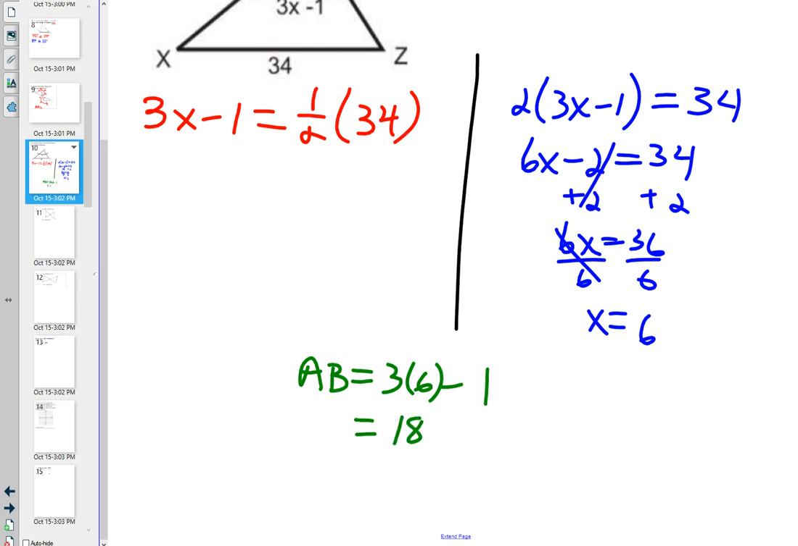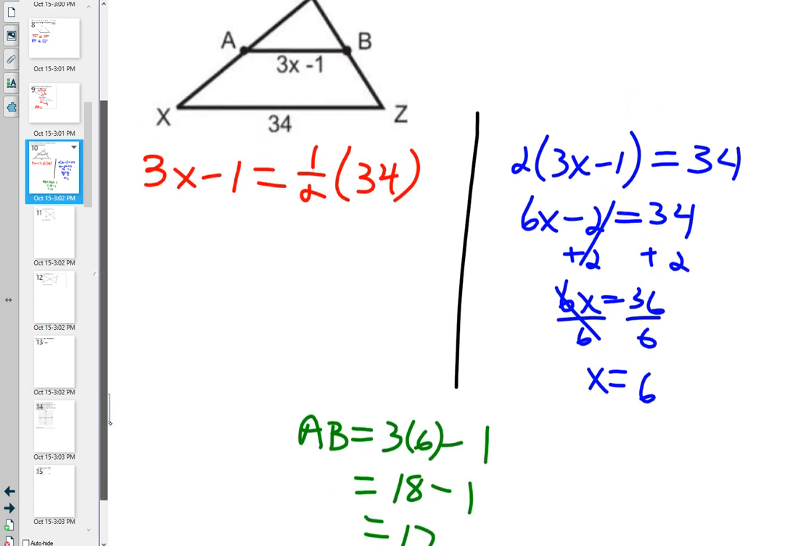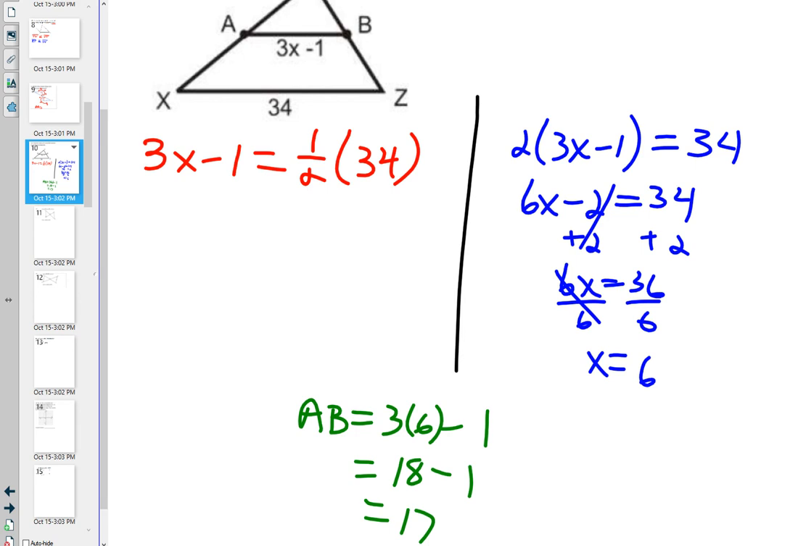Mickey, did I have to do that in order to find out what AB was? No. How could I have found AB even before I found x? No plugging. 34 divided by 2. If the mid-segment is half the third side and they told me the third side is 34, what's half of 34? 17. You didn't really have to do that. Any questions?